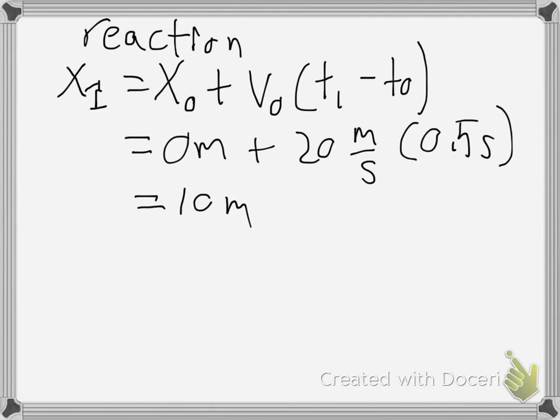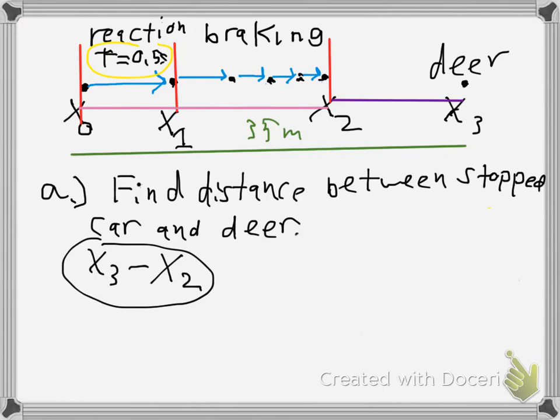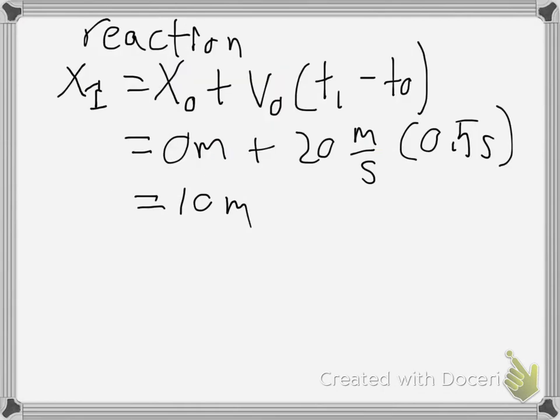So we found the distance from x0 to x1, but remember we need to find the distance from x2 to x3. And we do not know how much time it takes to brake for the car from when it brakes to come to a stop. So the only equation that we have left to use is what I call the time independent equation, because there is no time in the equation.